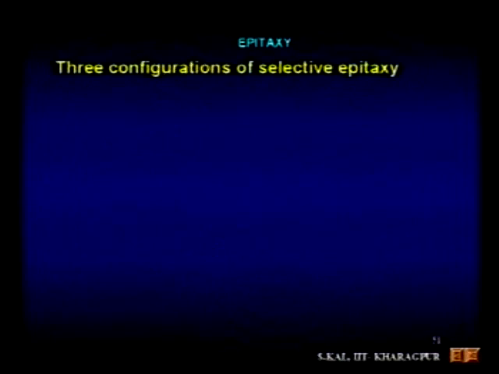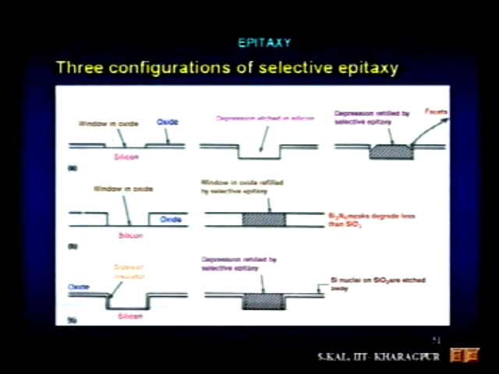Okay. Now, three configurations of epitaxy are shown here. One is here: the oxide you can form in the window, and then you etch the silicon from the groove, then you grow the epitaxial film. But here the problem is the facet. We have seen the facet, and facets are here. The facets you can remove by the second method.